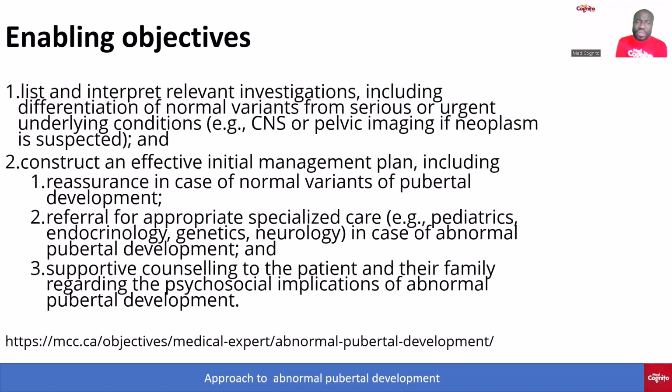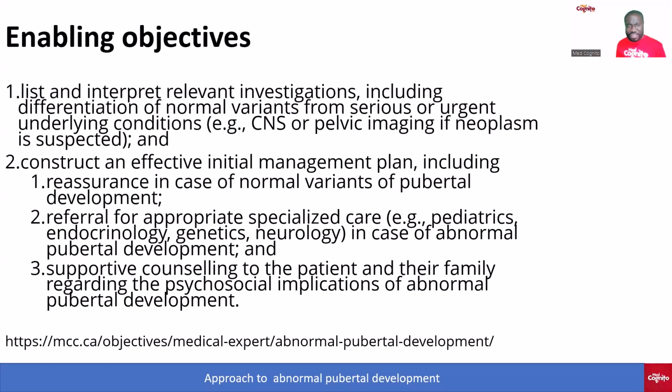And then list and interpret relevant investigations, including differentiating normal variants from serious urgent underlying conditions, for example, CNS or pelvic imaging if you suspect a neoplasm. Don't worry, I'm just taking you through what the objective says. Then after that, we pick a condition and we make sure that we master the condition right away.